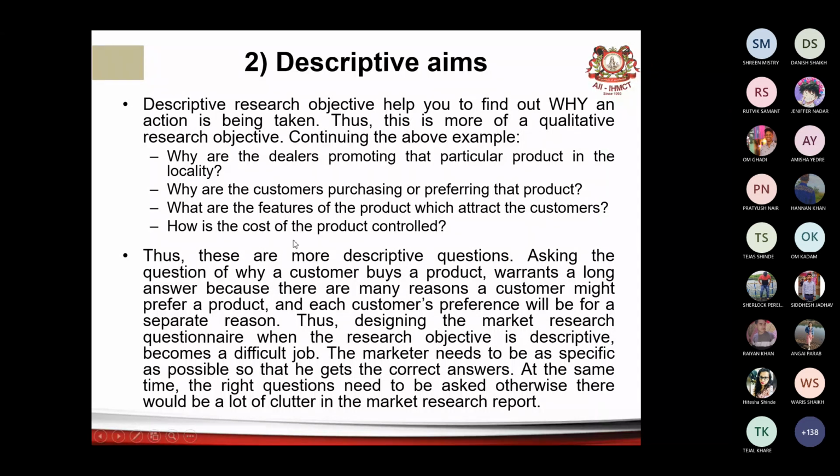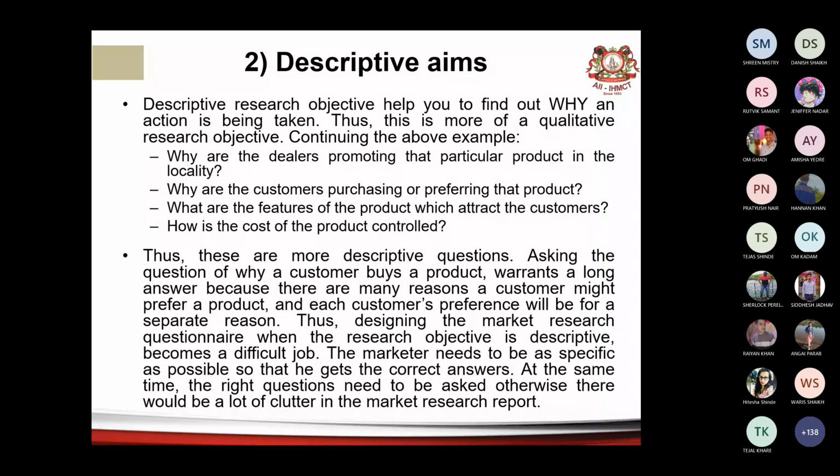Again, it can correlate. Purchasing or preferring that product, a sandwich made out of Wibs bread for example, and the features of the product can be maybe the whole sandwich also. So it all depends how you want to conduct your research and how wide or narrowed down it is. How is the cost of the product controlled? I gave you an excellent example that the cost of the product is controlled because of the raw materials. I'm giving an answer to this question after doing research.